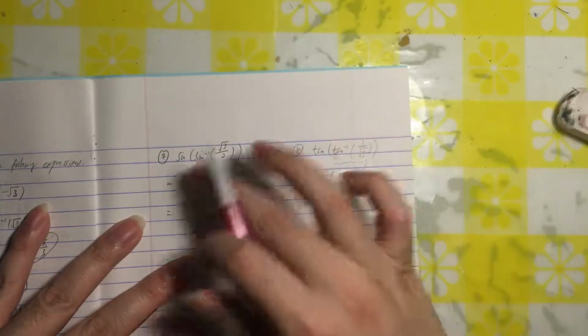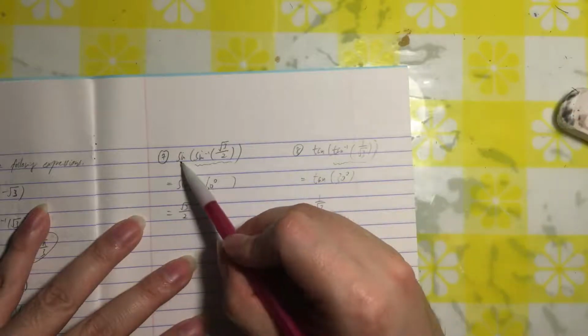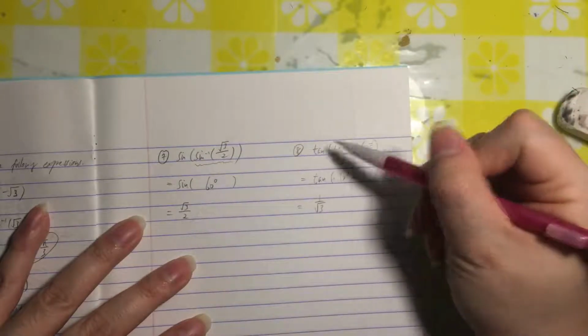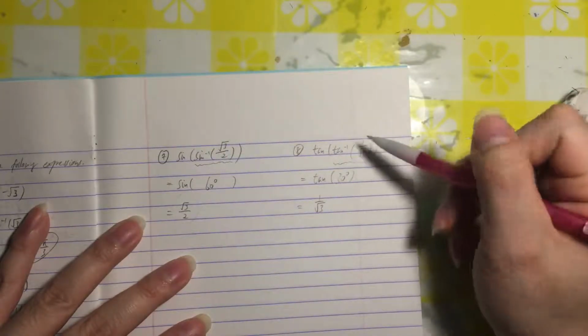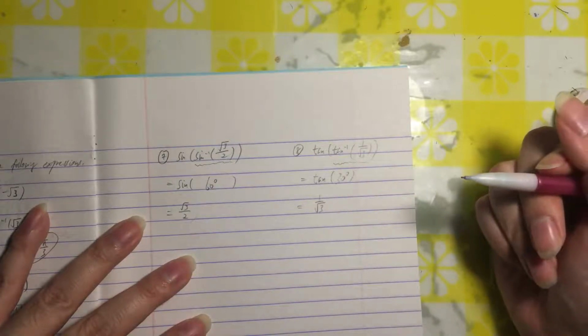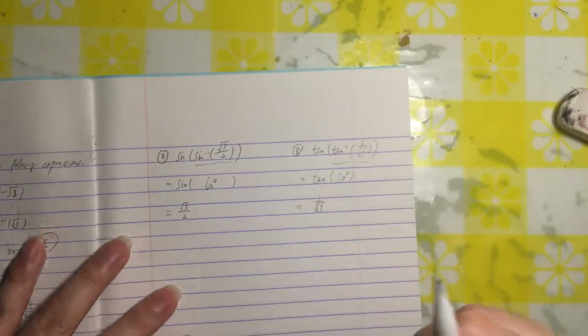So if we observe these two examples, you can see that sine of inverse sine of radical 3 over 2 goes back to radical 3 over 2. Tangent of inverse tangent of 1 over radical 3 goes back to 1 over radical 3. This is not a coincidence.